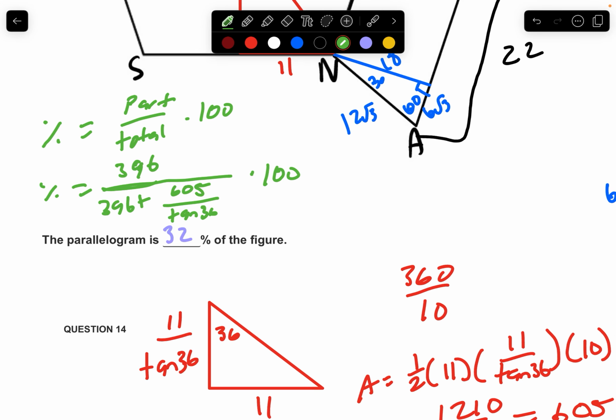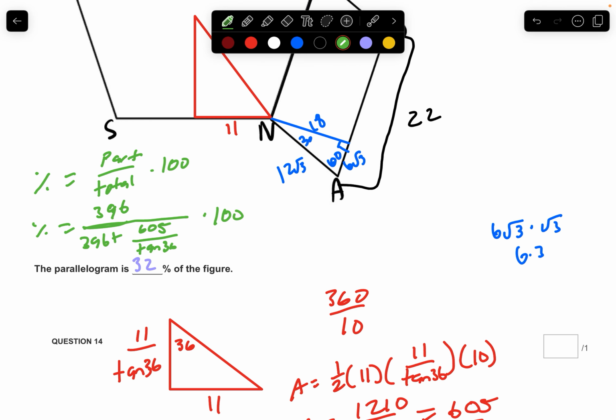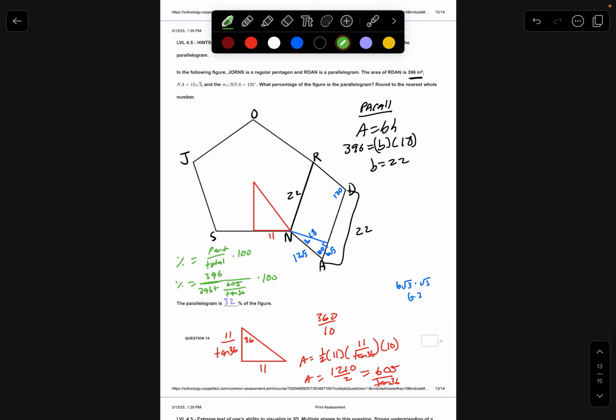So I'm going to put that in my calculator. We have 396 over, and then the whole thing would be the parallelogram, 396, plus the pentagon, 605 over tan 36, times 100. I get 32.228. It says round to the nearest whole number, so we've got it. Perfect.